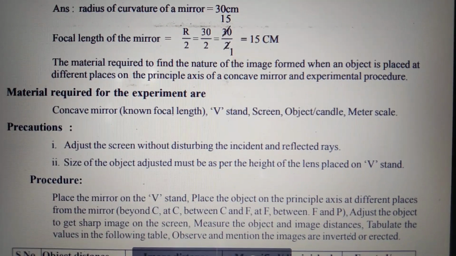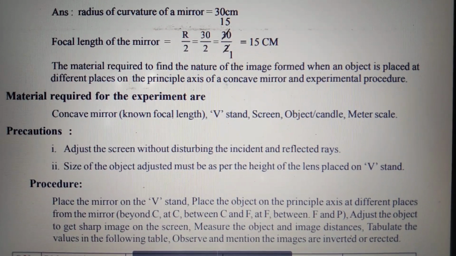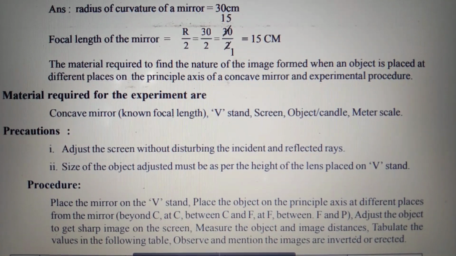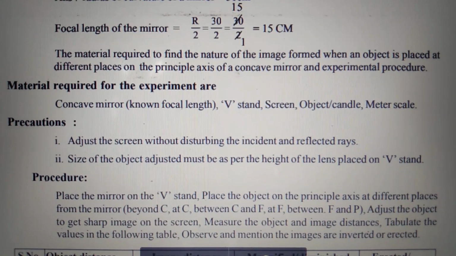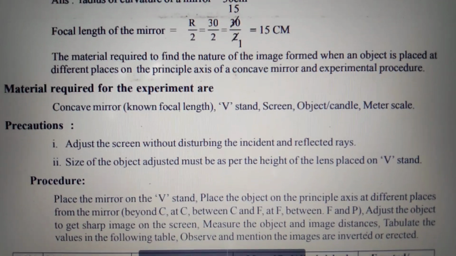Next one, which is the most important 8 mark question. The material required to find the nature of image formed when an object is placed at different places on the principal axis of a concave mirror, and experimental procedure. So this experiment is the most important experiment and also which is 8 mark question.